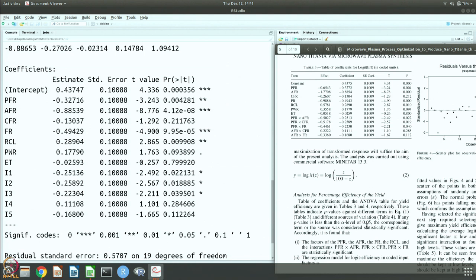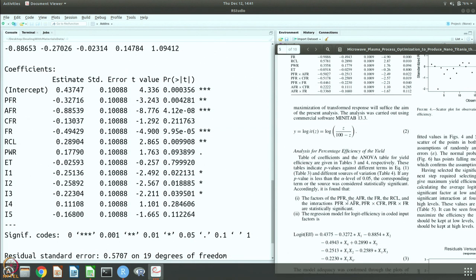And in the paper alpha was taken to be 0.05, so anything less than 0.05 here was considered to be important, and the conclusion that was drawn was that PFR, FR, RCL, and the three interactions of PFR with the other quantities were statistically significant. And here you can see we have the statistical significance marked by 3 stars, 2 stars and 1 star. Anything up to 1 star is 0.05. The point is actually 0.1, so it is a 10% significance level. The other ones, you can see that I1, I2, I3, which correspond to PFR with AFR, PFR with CFR, PFR with FR, are considered to be important here also.